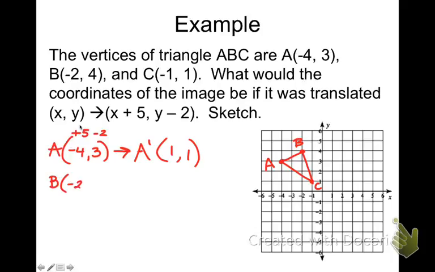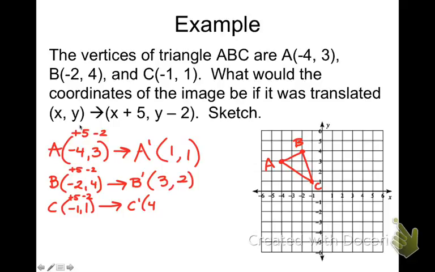Point B is -2, 4. The image of B would become -2 + 5 is 3. 4 and a -2 makes 2. And if we do the same thing for C, which is -1, 1. What did you add? The same thing. So I'm adding 5, subtracting 2 for everything. So I can rewrite that down for all of it. It helps you. So +5, -2. So then C, -1 + 5 would go to a 4. 1 and a -2 makes -1.